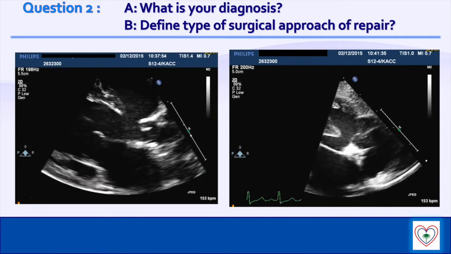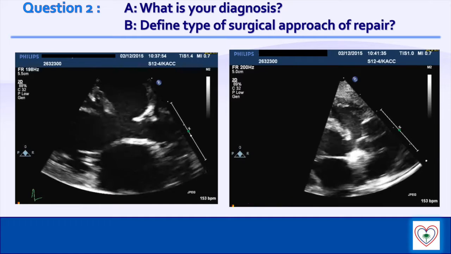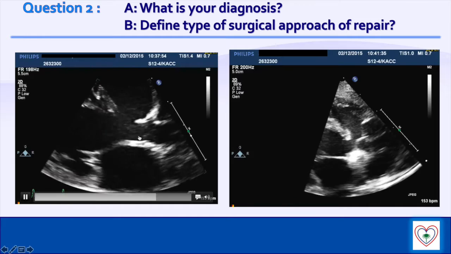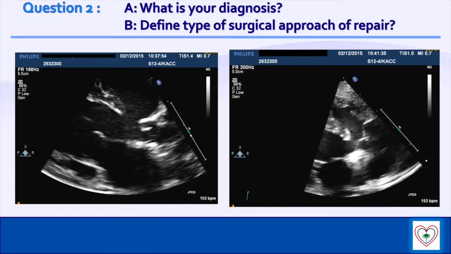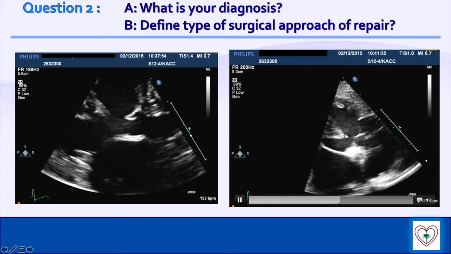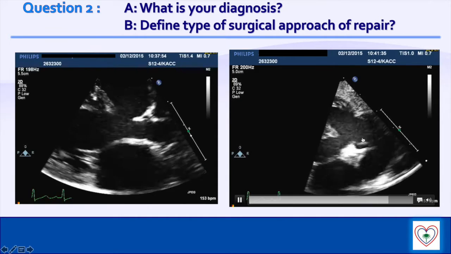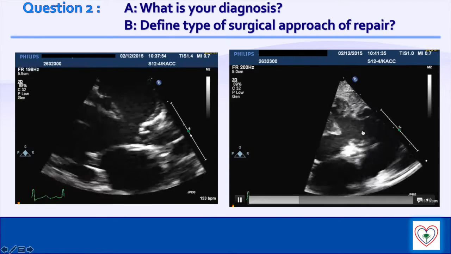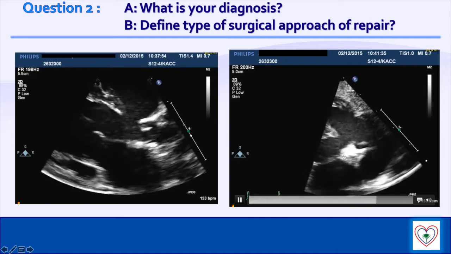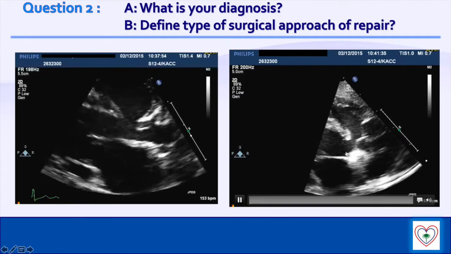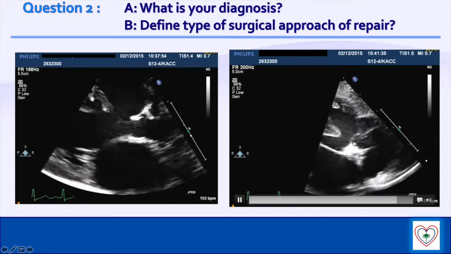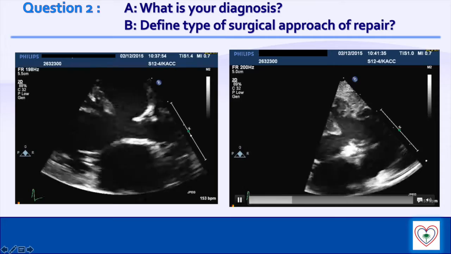Why is it a large VSD? Because the VSD here is as big as the aortic valve, so it is by definition a large ventricular septal defect. From this modified parasternal short axis, you can see that the VSD is in between the pulmonary valve and the aortic valve in this area. So this is a ventricular septal defect, and it is a doubly committed ventricular septal defect.